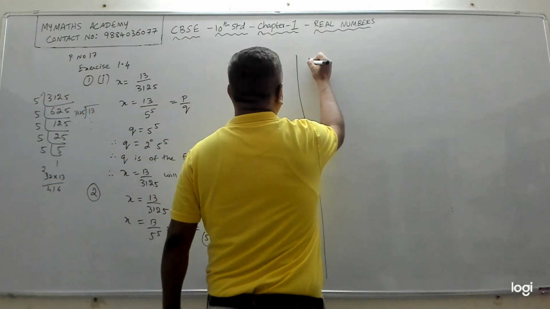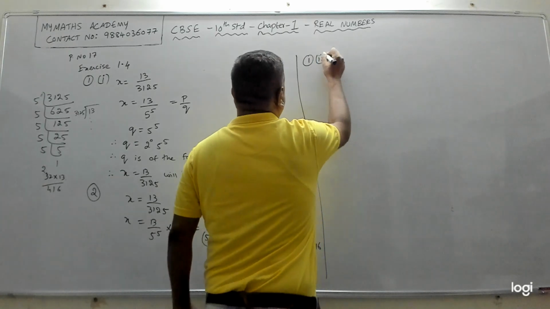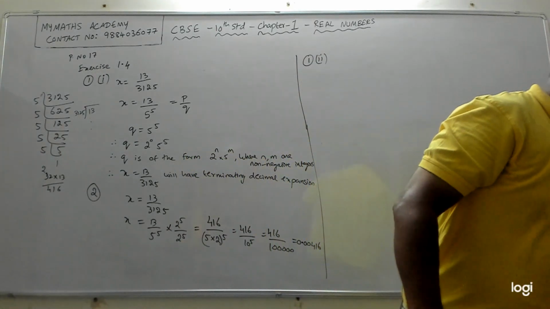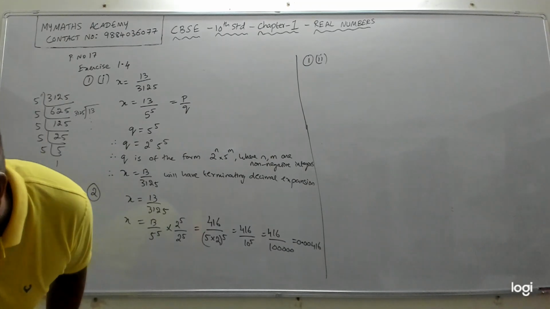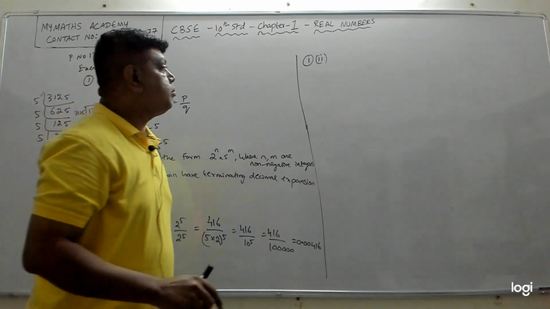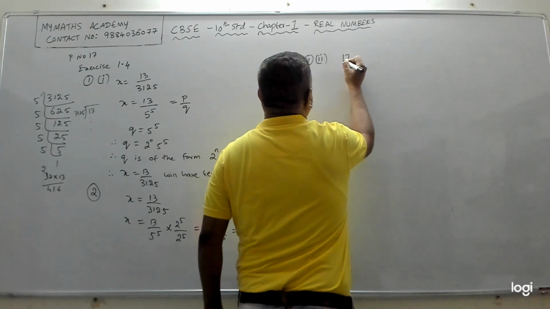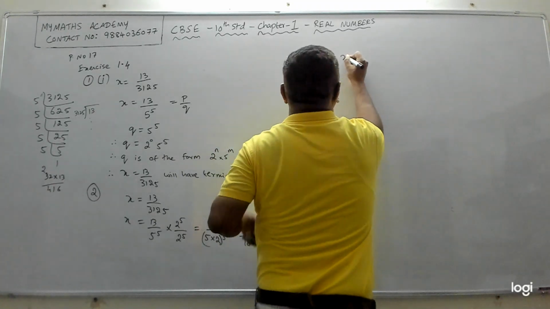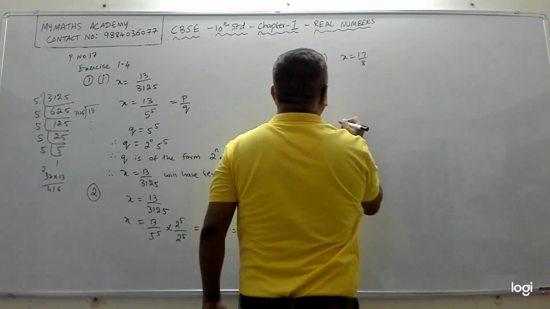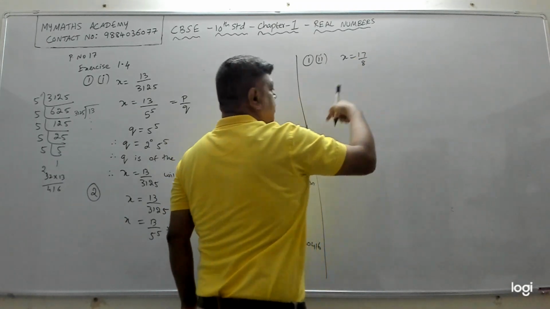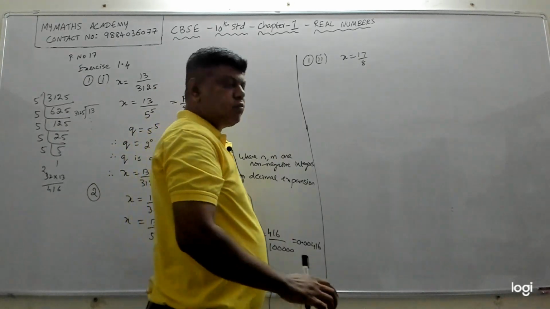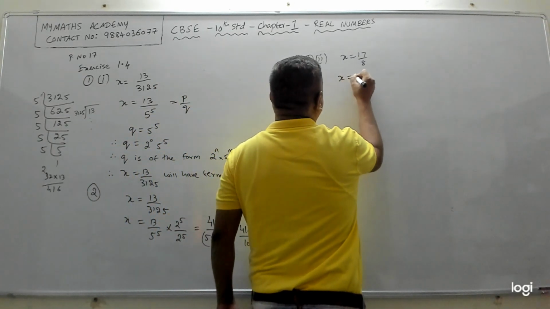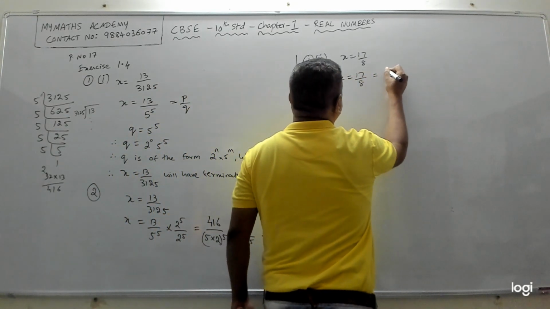Now let's take the next problem. In the first problem, the second sub problem. Fine. So what we have now is 17 by 8. That is my x. My x is equal to 17 by 8. Now what will we do? Can we simplify this further? No. 17 by 8 I cannot simplify. It is already in the simplest form. Then my x is equal to 17 by 8, which is of the form p by q.